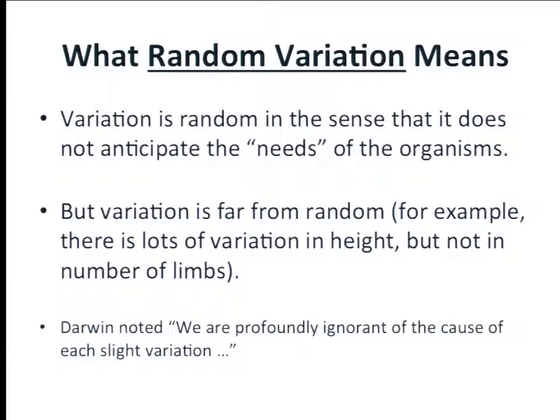So I want to give you an example now of the way in which variation is not random. It's pretty easy to think about. What about variation for height in humans? Is that easy to find? Yes. What about variation in arm number?